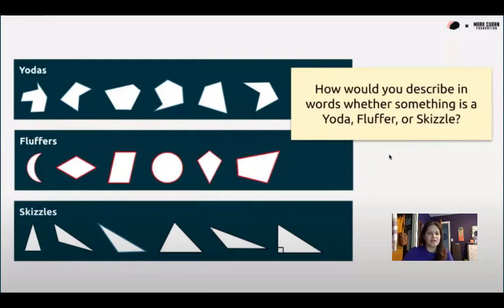Well, hopefully you can see all skizzles are triangles, and all fluffers seem to have red outlines around them. So that helps. And then your Yodas are just kind of these wackadoodle shapes. So you can start to be able to explain rules so that a computer would be able to identify which one is which.